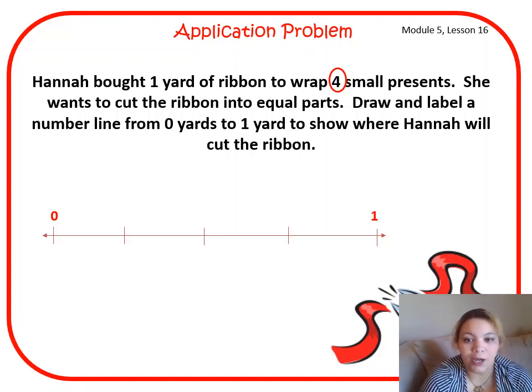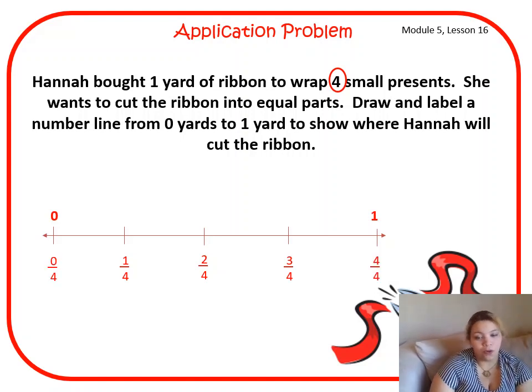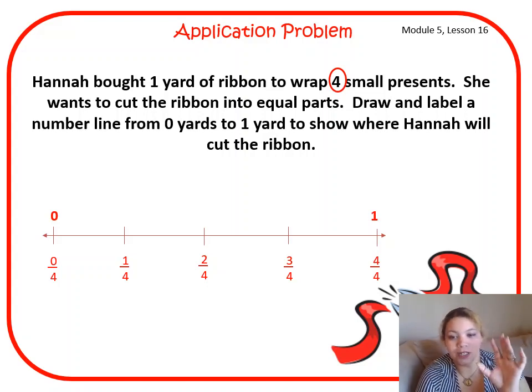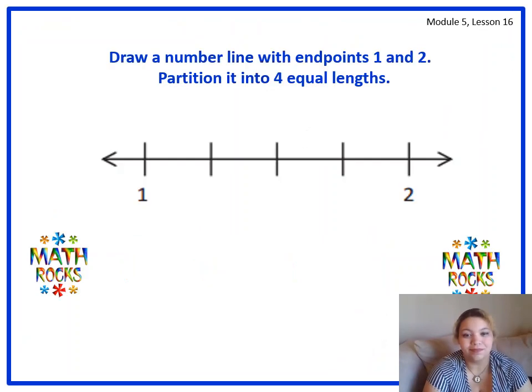All right, so now it wants us to label those yards on the number line to show where she will cut the ribbon. So there's 1/4. The next one will be called 2/4, 3/4, and of course we can't forget about 0/4 and 4/4. And remember, 4/4 represents 1 whole. Whenever the numerator on top and the denominator on bottom are the same, that means that it's going to be equal to 1 whole.